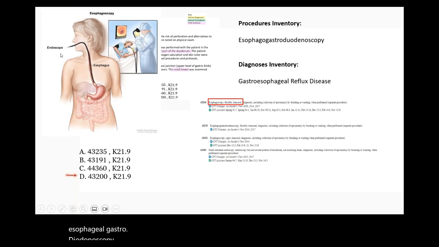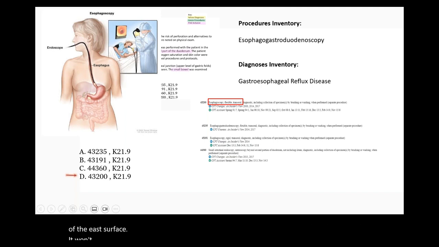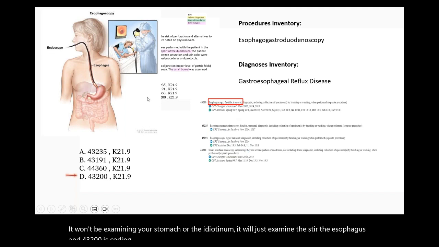In an esophagoscopy, the physician will be inserting a scope through the mouth, and the endoscope will examine all portions of the esophagus. It won't be examining your stomach or the duodenum. It will just examine the esophagus. And 43200 is coding for esophagoscopy.